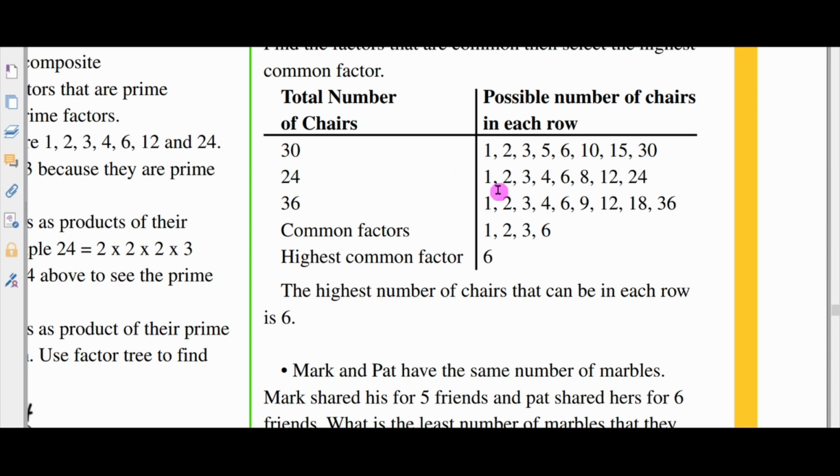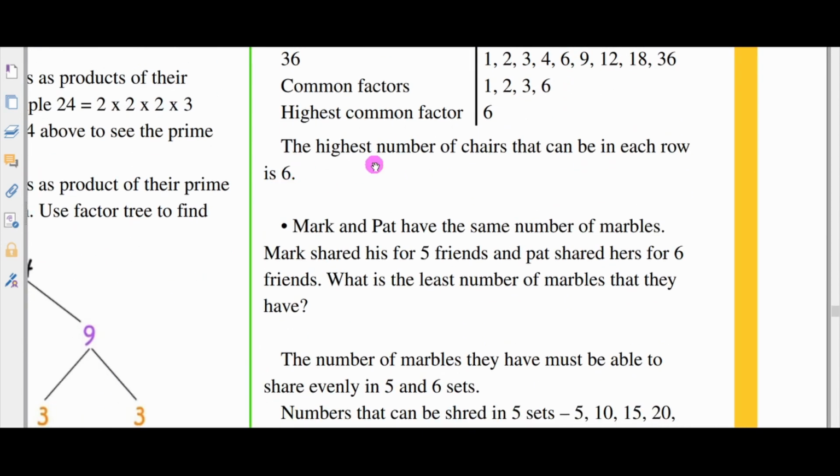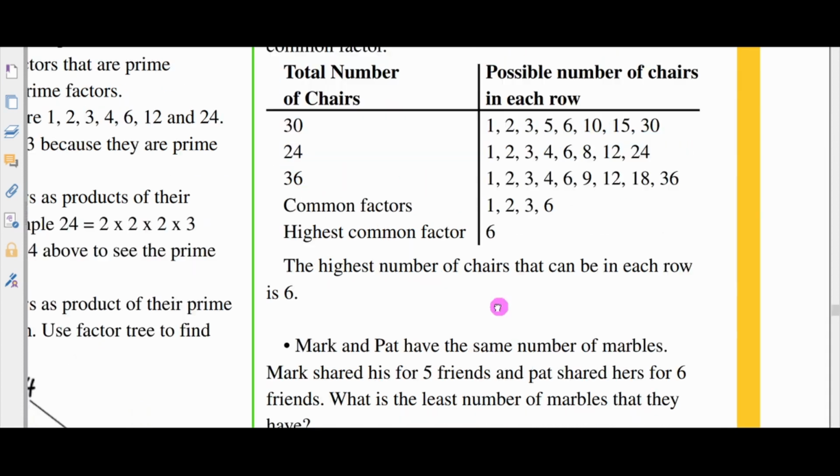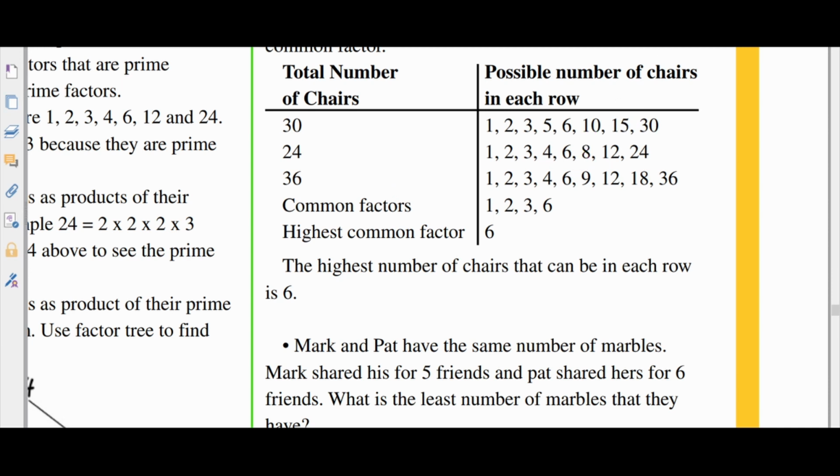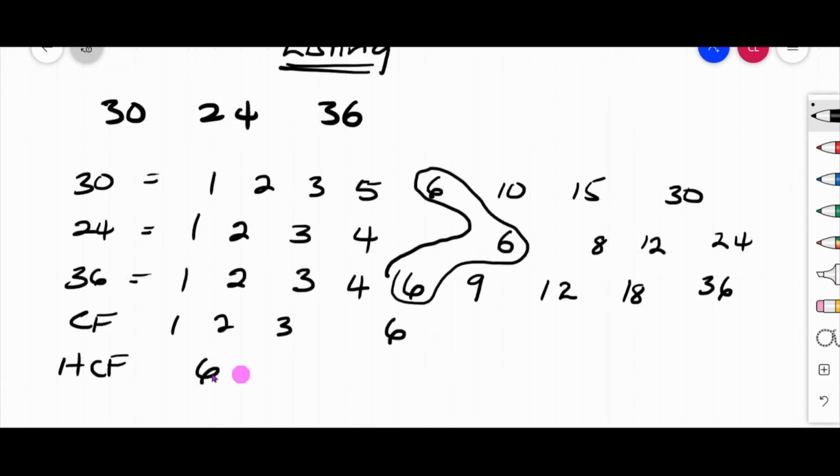Then for 24 we could have 1 row of 24, 2 rows of 12, 3 rows, 4 rows, 6 rows, 8, 12 rows of 2, or 1 row of 24. All right. Then for 36, again here the common factors are 1, 2, 3 and 6, and the highest common factor is 6. So it says here the highest number of chairs that can be in each row is 6. Now they set it out like this, and I was able to show you using the same listing method here.